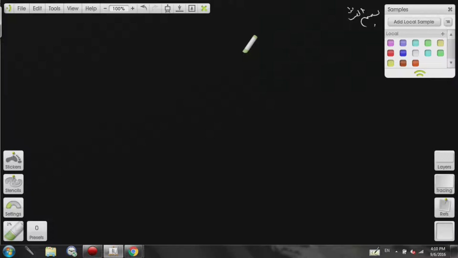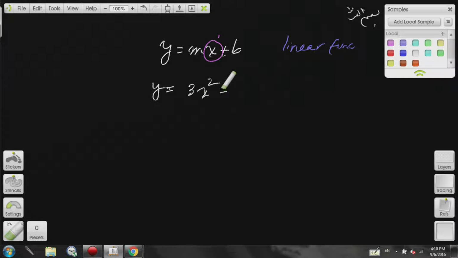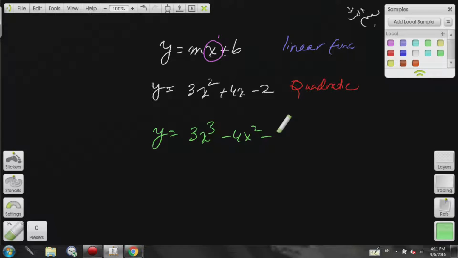Now, y equals mx plus b, this is a line, called a linear function. If you recall, in a linear function the x is first degree, right? A quadratic function is second degree, for example, 3x squared plus 4x minus 2. If you're curious, what's this called? 3x cubed minus 4x squared minus 2. This is a third degree polynomial function, okay?